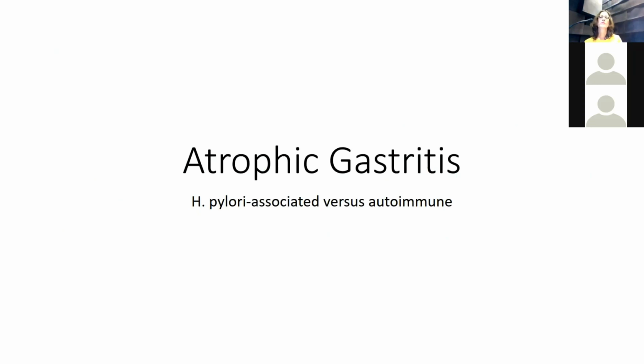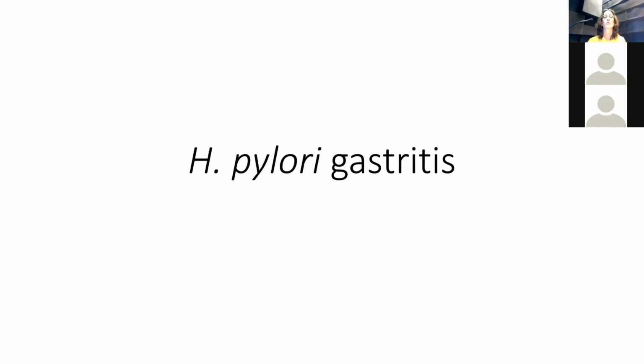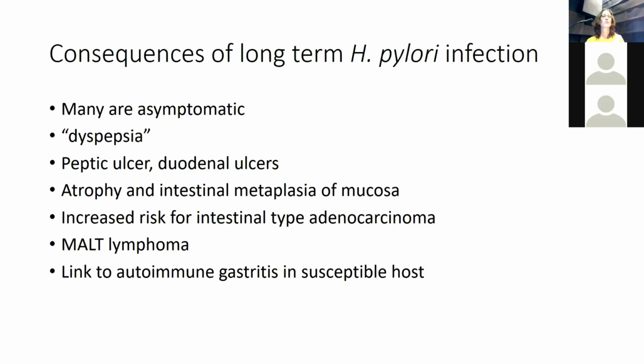So let's start out with the basics. Atrophic gastritis, H. pylori associated, the most common, versus autoimmune. So number one, of course, most patients who have H. pylori infection are actually not symptomatic.